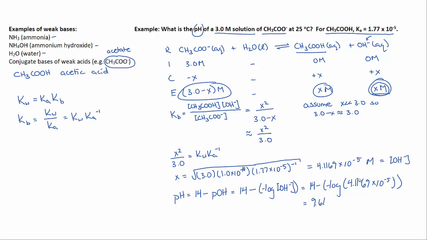9.61. We should go back and double check our assumption that x was small was a valid assumption. If we look at our value for x, we can see it's on the order of 10 to the minus 5, which is indeed much, much smaller than 3. And so this was a fine assumption in this case.